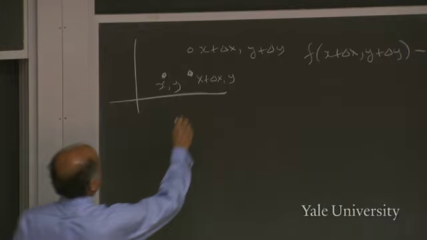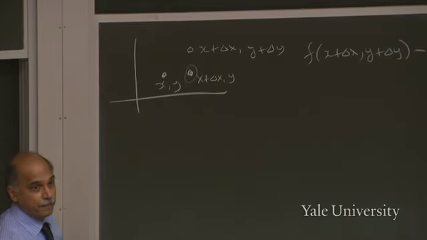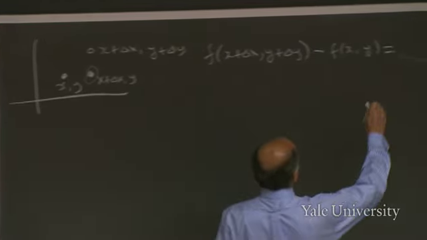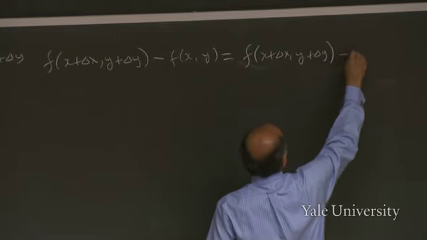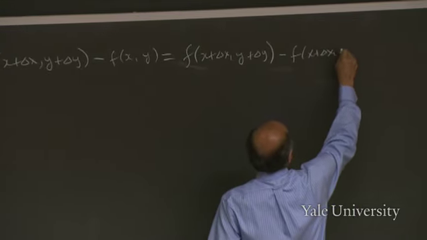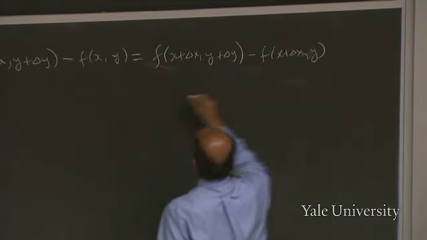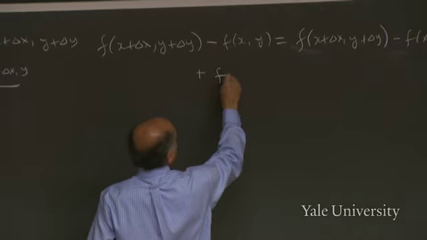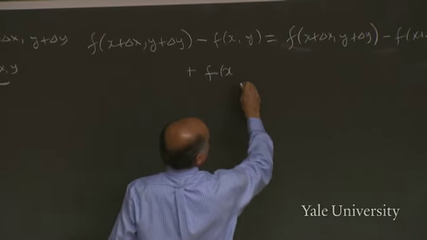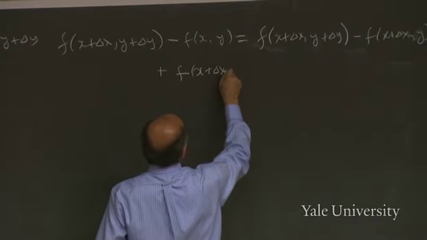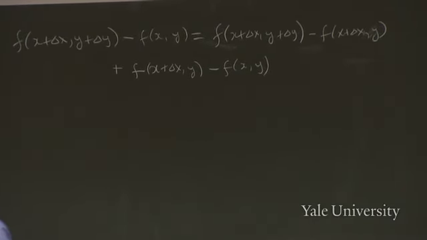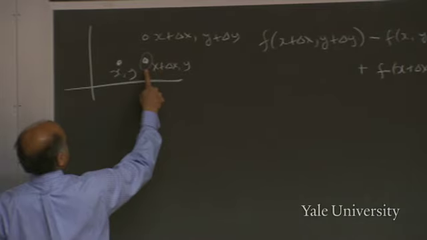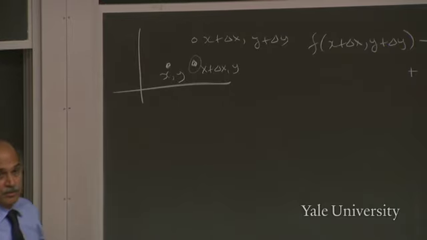And I'm going to add and subtract the value of the function here. Adding and subtracting is free, it doesn't cost anything, so let's do that. Then what do I get? I get f of x plus delta x, y plus delta y, minus f of x plus delta x, y, plus f of x plus delta x, comma y, minus f of x, y. I'm just saying the change of that guy minus this guy is the same as that minus this plus this minus that. That's a trivial substitution.